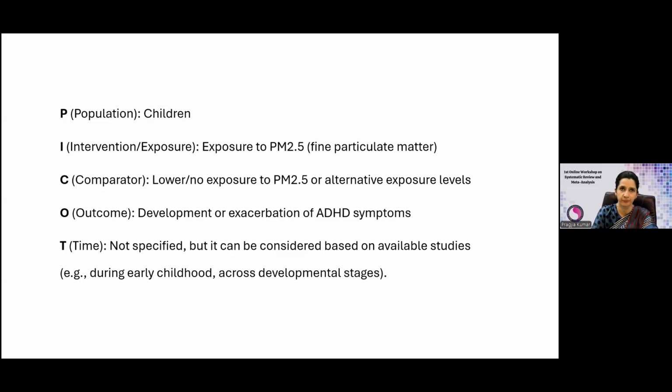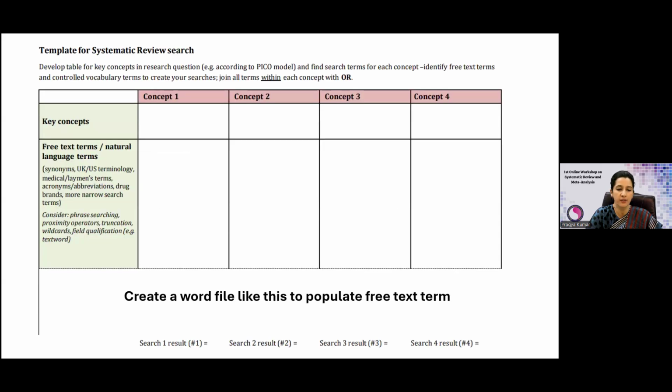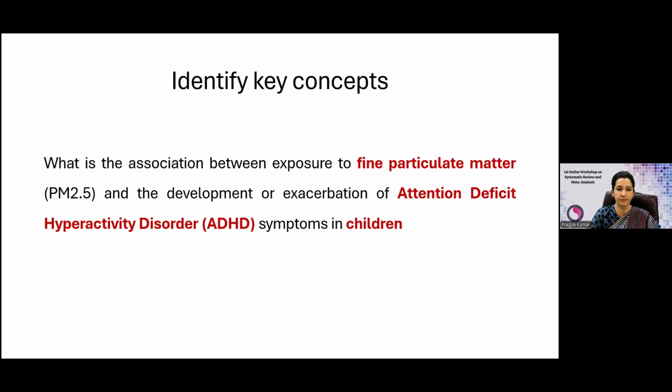But you can write the timing based on the available studies, like early childhood or till 18 years of age or something like that. This is the template. First, using the free text, we are populating this concept 1 column, concept 2 column, concept 3 and concept 4, depending on the number of concepts which we have.